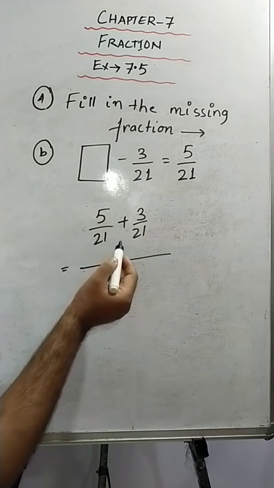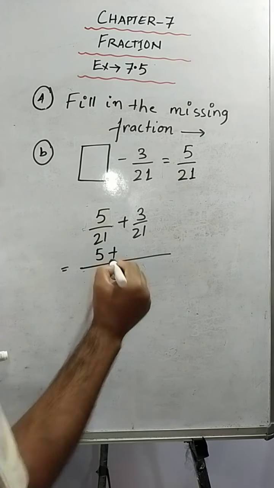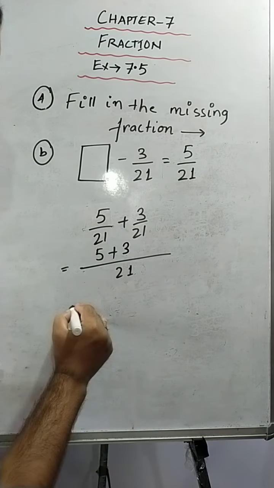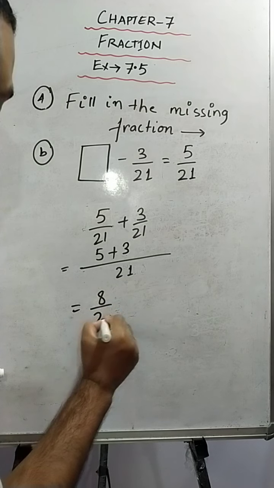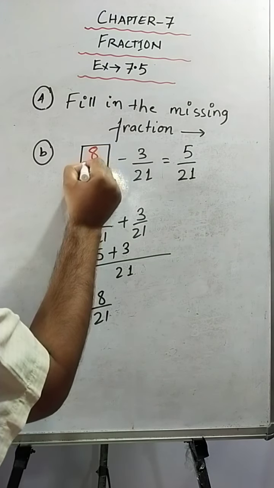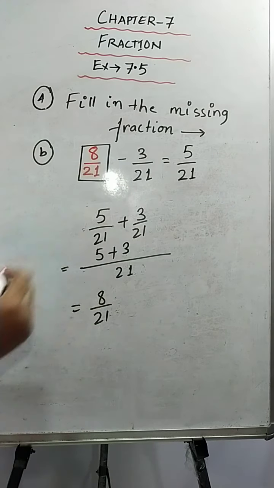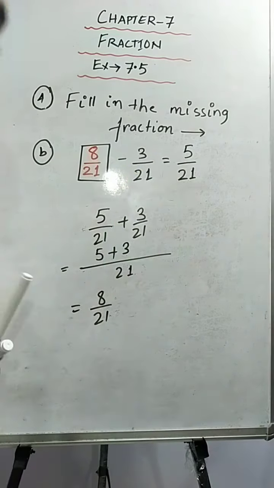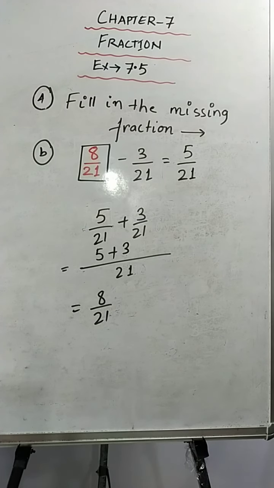21 divided by 21 is 1. So 1 into 5 is 5. 21 divided by 21 is 1. 1 into 3 is 3. Now your required answer is what? 8 upon 21. So you will write 8 by 21. Okay. So see, 8 minus 3 is 5, isn't it? Number C is absolutely the same, students. So try it on yourself. Now we'll do question number D.